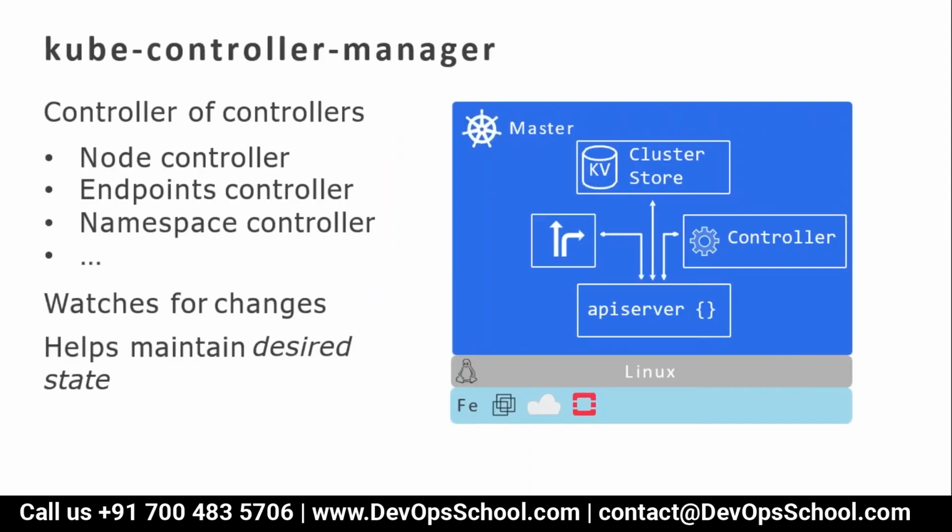For example, the node controller will keep checking: this node is attached to my cluster, this node is attached to my cluster. This will keep running in a loop. The moment a controller, like the node controller, reports that a node is not responding, no problem: Kubernetes will not allocate any resources to that node. To maintain the integrity of the cluster, the controller manager is important, because controllers report to the API server about the status of their desired things.